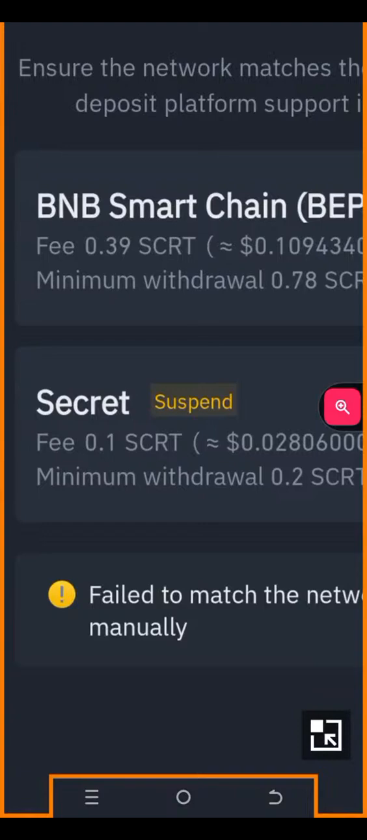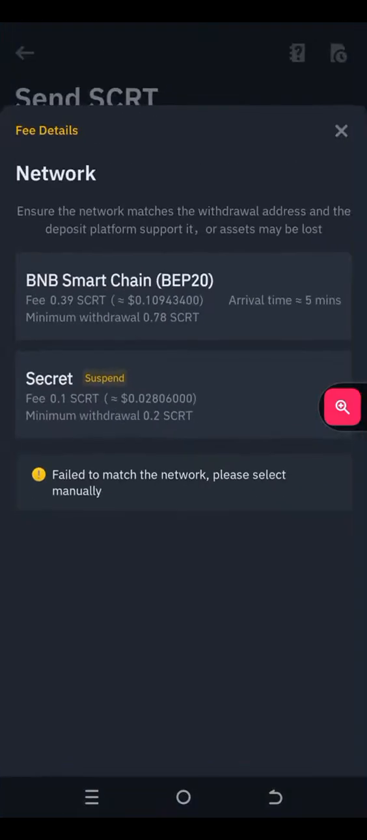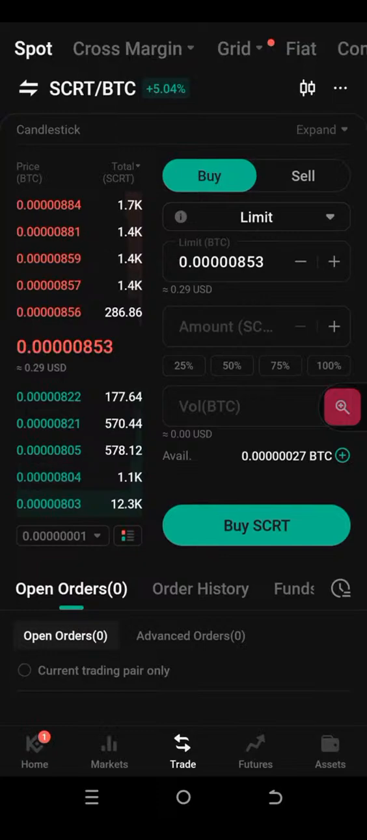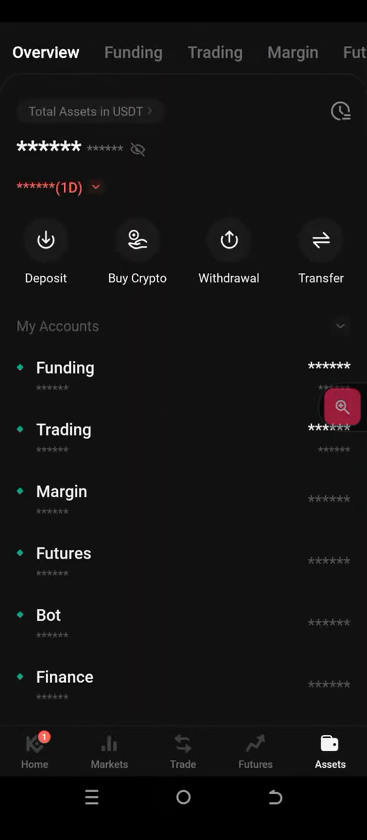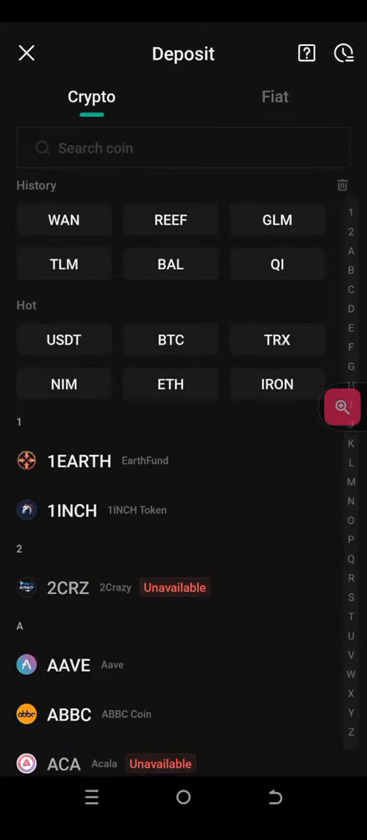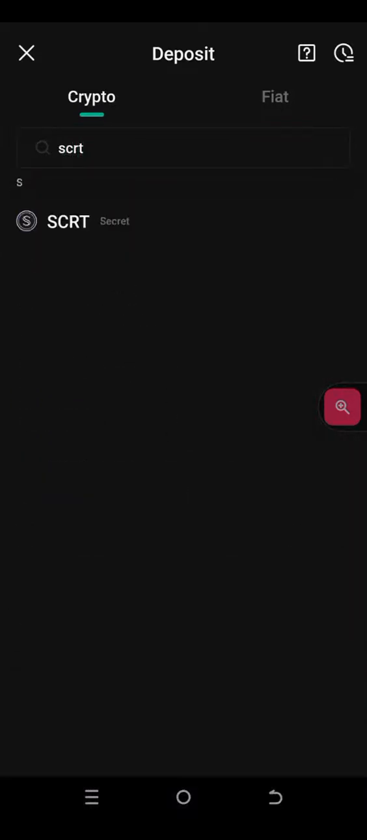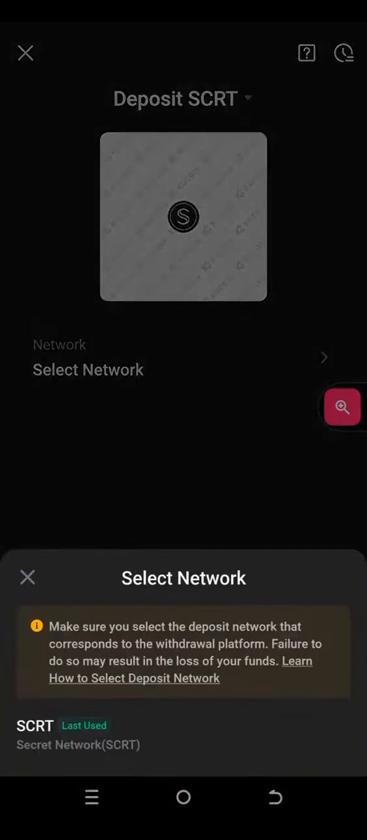Okay, let's go and check. Let's see whether we can send this over to KuCoin. Okay, like I told you, it's a dependency upon a dependency. Okay, so now the next thing we're checking is deposit, right? Can we deposit SCRT here? Of course, it looks like we can. But what's the network? Ooh.